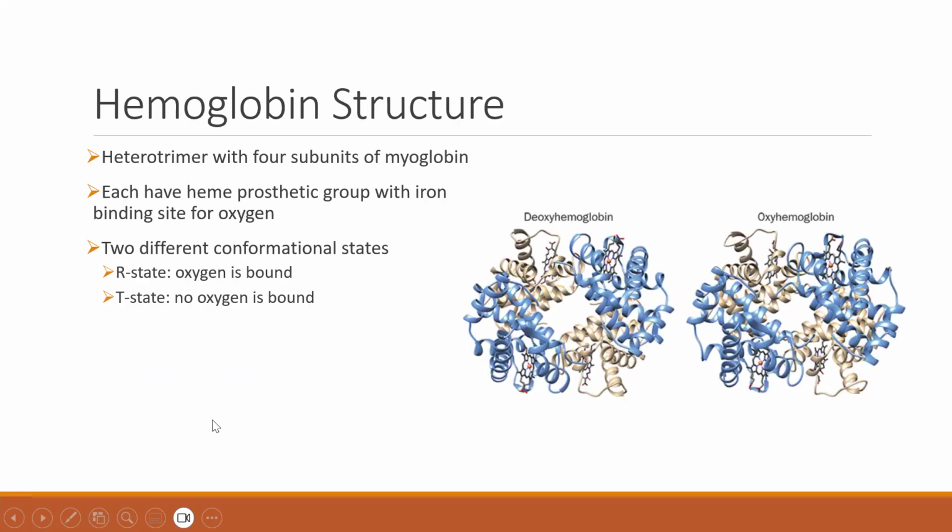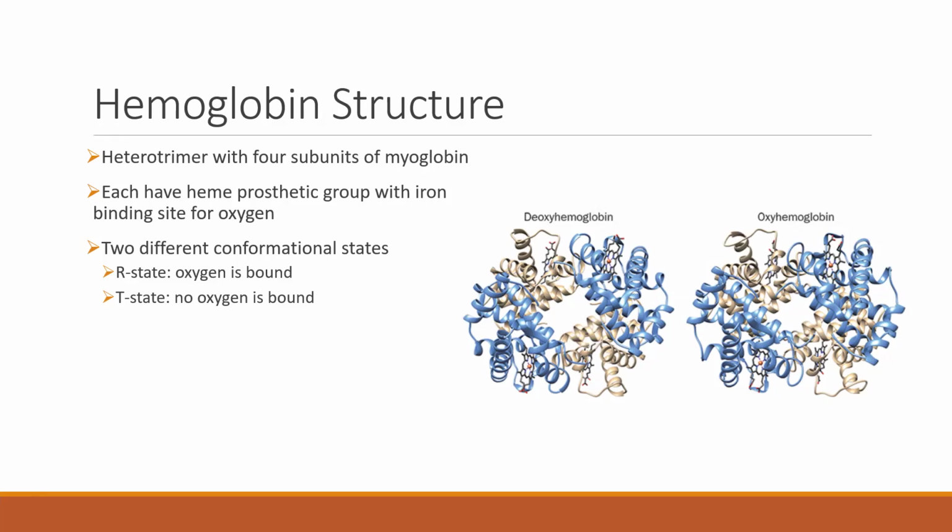So hemoglobin is a heterotrimer because it has four subunits that are not all the same. There are two alpha and two beta monomers. It has four subunits of myoglobin, which each have a heme prosthetic group. Each heme has an iron binding site, so hemoglobin is able to bind to four oxygen molecules, one at each heme site. Hemoglobin has two different conformational states.